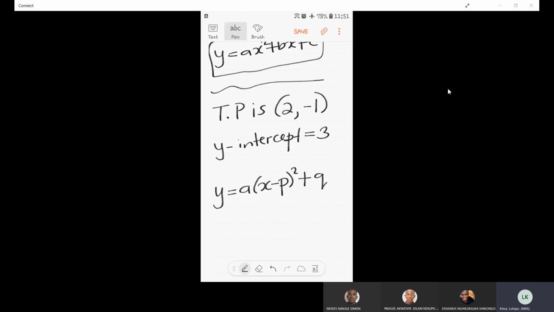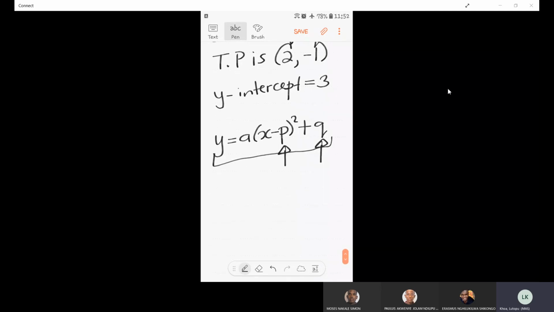Okay, so this formula you would get by completing the square, and when the square is complete, this will give you the x-coordinate of the minimum or the maximum turning point, and then this will give you the y-coordinate of the minimum or maximum turning point. So when you're given the turning point, you can use this formula and you'll just substitute your P and Q. This is your X, your P, and this is your Q. All right, so we can substitute those in there.